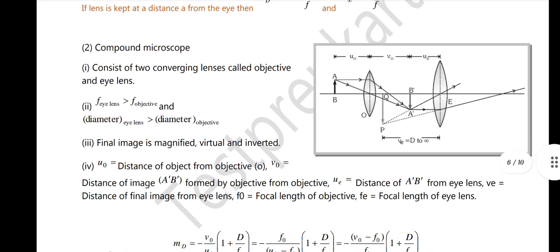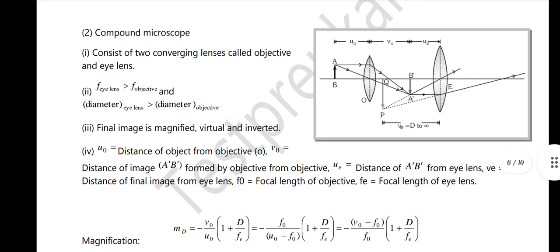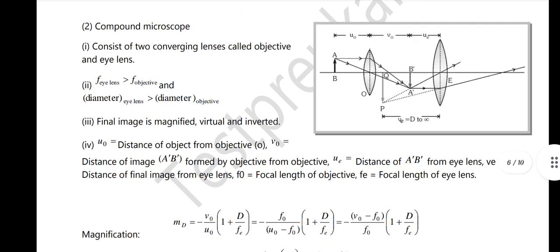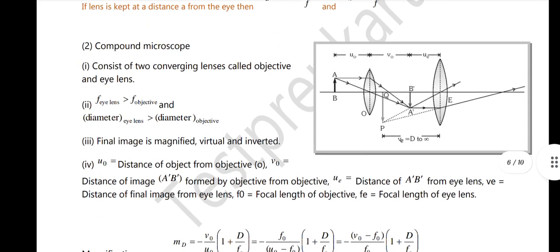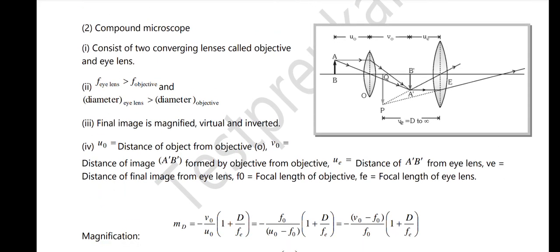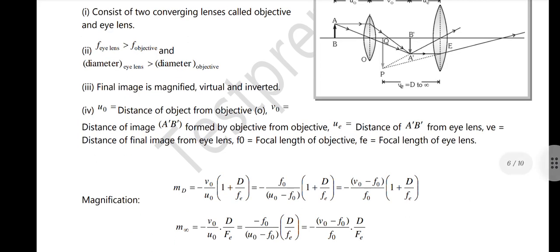Now the compound microscope, which we use in biology laboratories. It consists of two converging lenses called the objective and the eye lens. If the focal length of the eye lens is lesser than the focal length of the objective, and the diameter of the eye lens is lesser than the diameter of the objective, the final image is magnified. It is virtual, magnified and inverted.